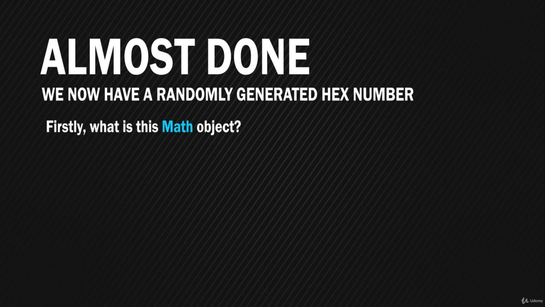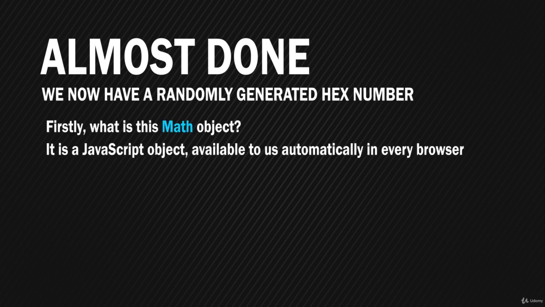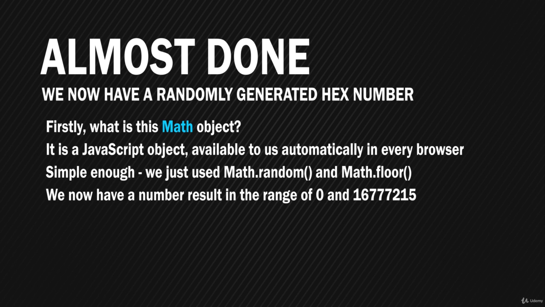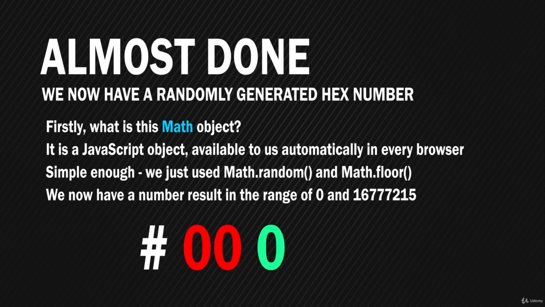And before we go further, I just want to remind you what this math object is. It is a JavaScript object available to us automatically in every browser. So that's simple enough. We just use the Math.random and the Math.floor methods. And by using these two methods, we now have a number result in the range of 0 and 16777215. Remember our hex format? It can range from 0 to Fs.